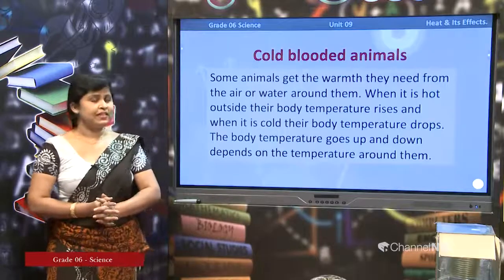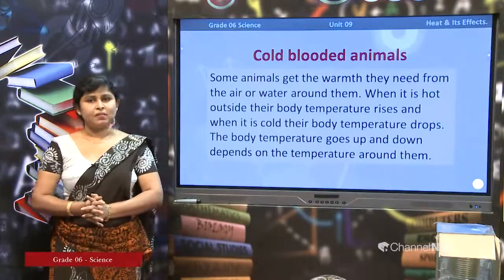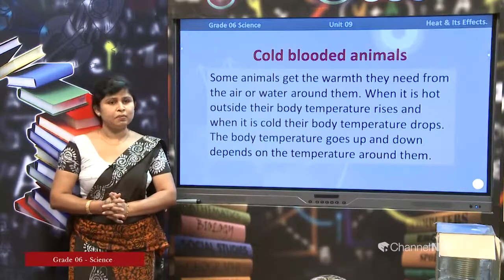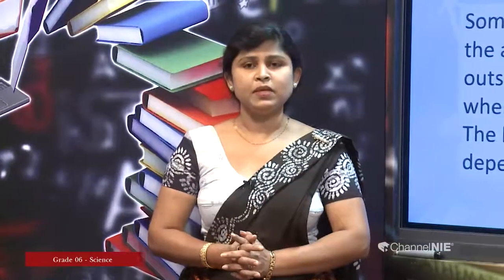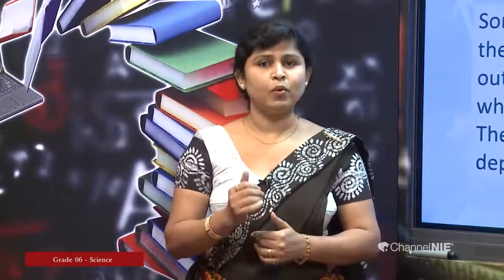So, what is said there? I am describing cold-blooded animals. These animals can't maintain their body temperature at a constant level. Their body temperature varies according to the temperature outside, right? When the outside is hot, their body temperature rises, and when the outside is cool, their body temperature drops. So, that is the nature of cold-blooded animals.